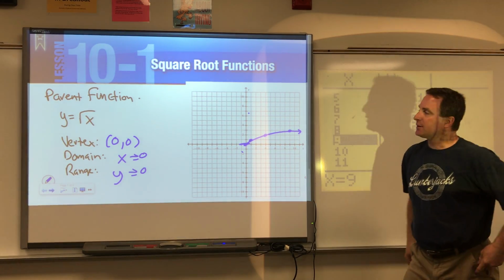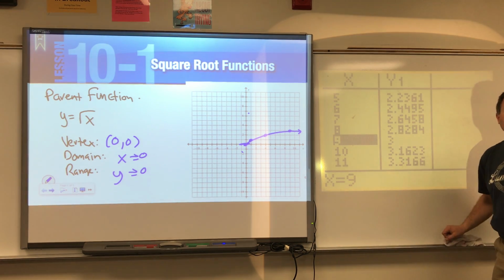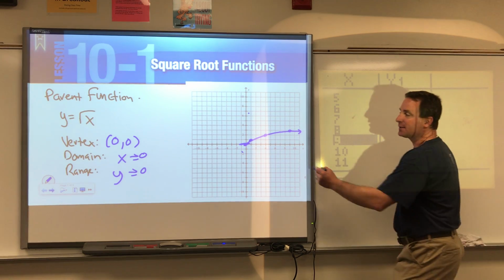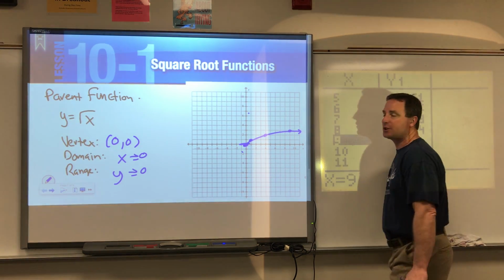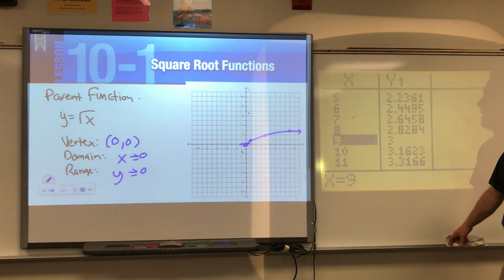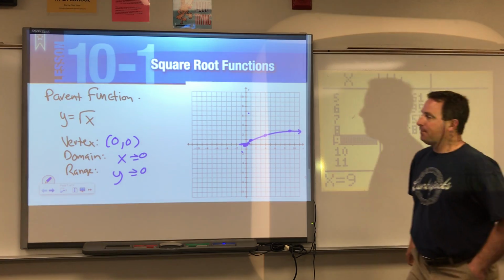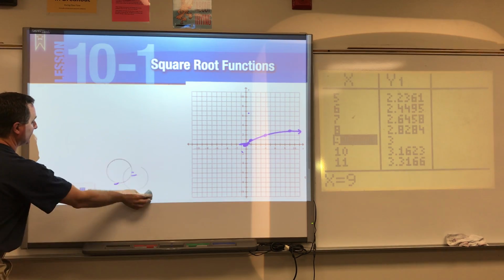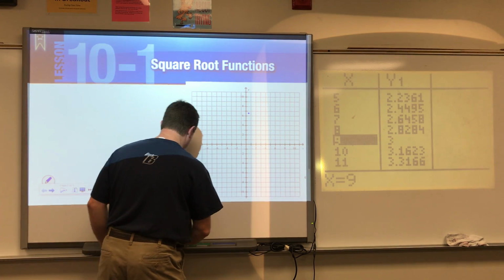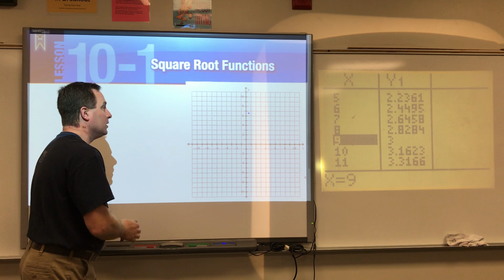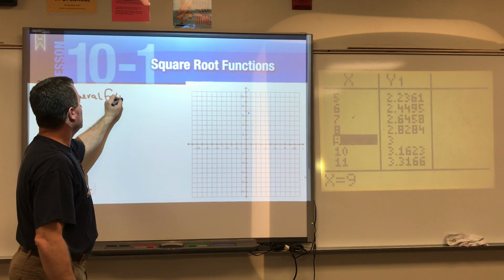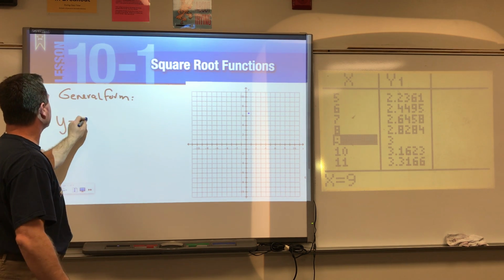Okay? So there's kind of the graph of a square root function. Okay, it's a little arc. Okay? It has a vertex, and this particular one is right here at the origin. Okay? And then we can get the points from our calculator. Okay? Well, taking this a step further, kind of like we did with parabolas and quadratics in the last chapter, or a couple chapters ago, we have the general form of a square root function, and it looks like this.